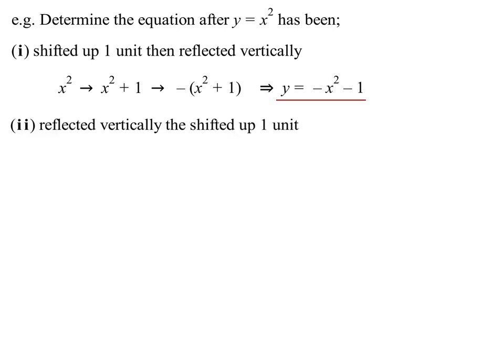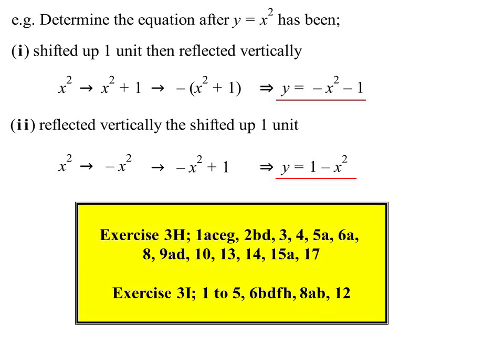If I went the other way around, reflect it vertically, then shift it up 1 unit, the x squared would go to minus x squared, but now I shift it up 1 and I get a different equation. Y equals 1 minus x squared. So again, illustrating the order matters. So 3h and 3i.